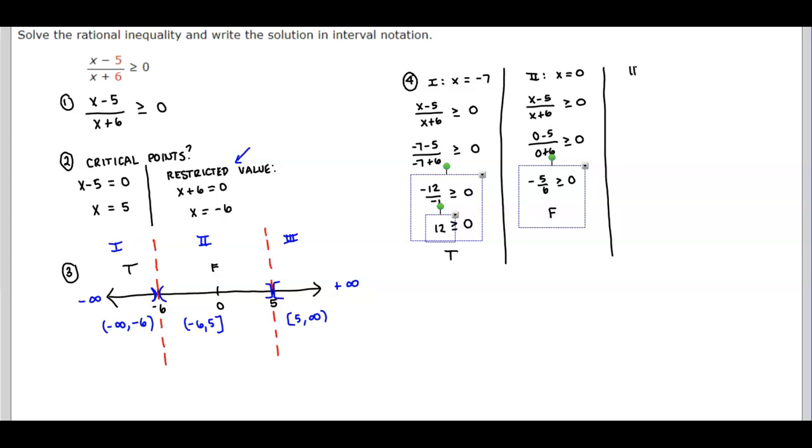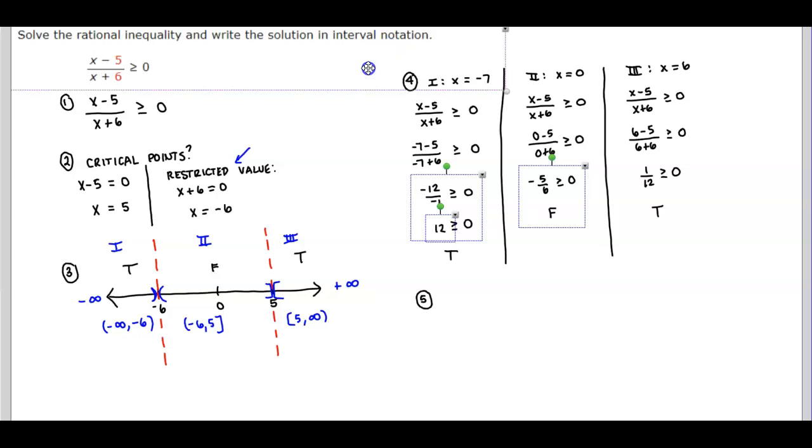And then in region number 3, we can pick the value of 6. Again, using the inequality, x minus 5 over x plus 6, to see if that's greater than or equal to 0, we have 6 minus 5 over 6 plus 6. That gives us 1/12. Well, 1/12 is greater than 0, so we know it's true in region 3.